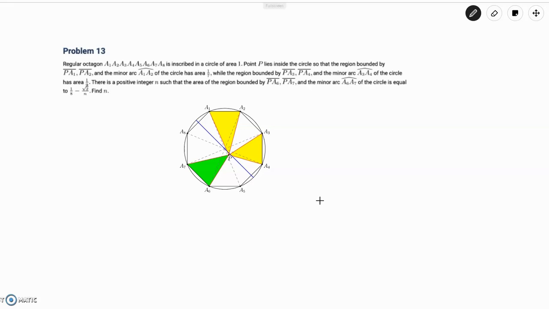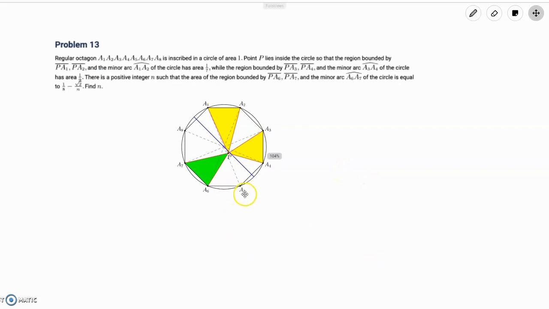This problem reads: regular octagon A1, A2, A3, A4, A5, A6, A7, A8 is inscribed in a circle of area 1. Point P lies inside the circle so that the region bounded by PA1, PA2, and the minor arc A1, A2 of the circle has area 1/7, while the region bounded by PA3, PA4, and the minor arc A3, A4 of the circle has area 1/9. There is a positive integer n such that the area of the region bounded by PA6, PA7, and the minor arc A6, A7 of the circle is equal to 1/8 minus the square root of 2 over n.